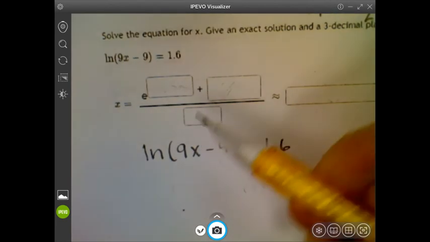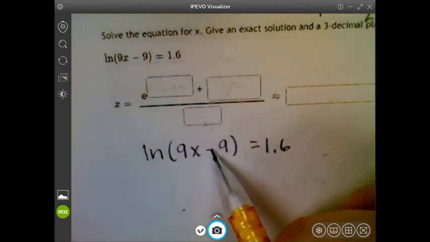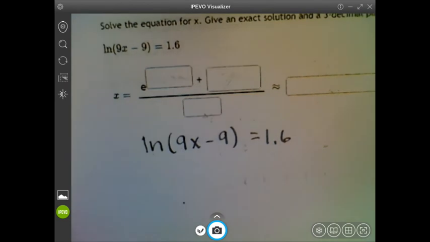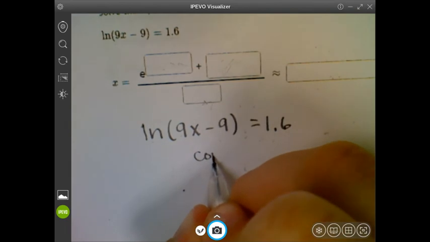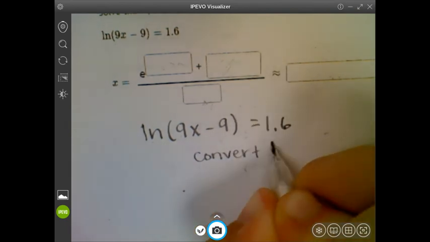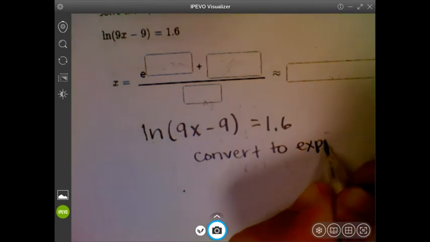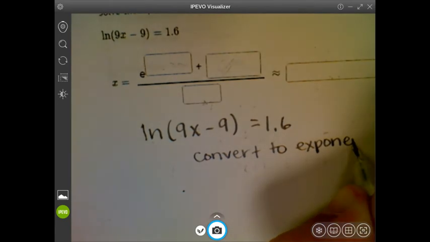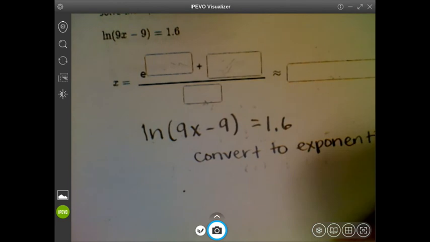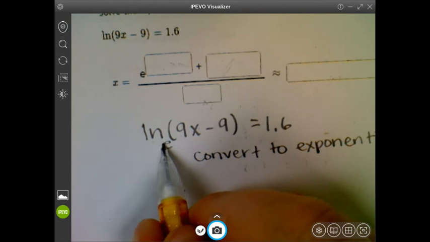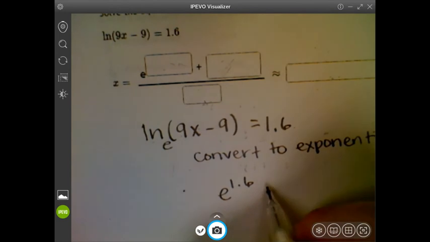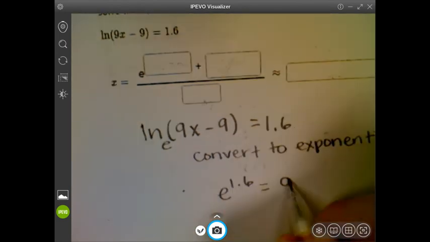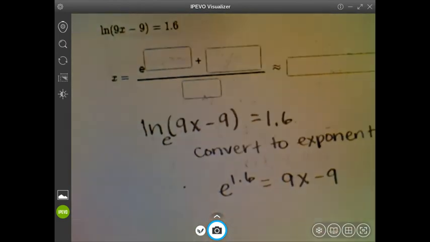And so I'm solving for x, so I have to get rid of the natural log. I'll have to get rid of the minus 9 and the times by 9. And so in order to get to that natural log, because this is not equal to a natural log, the easiest step is to convert to an exponential. So we've done this a few times now in this section, is convert it to an exponential. And so when we convert, we'll have base e, so it'll be e to the power of 1.6 is equal to the inside, 9x minus 9.